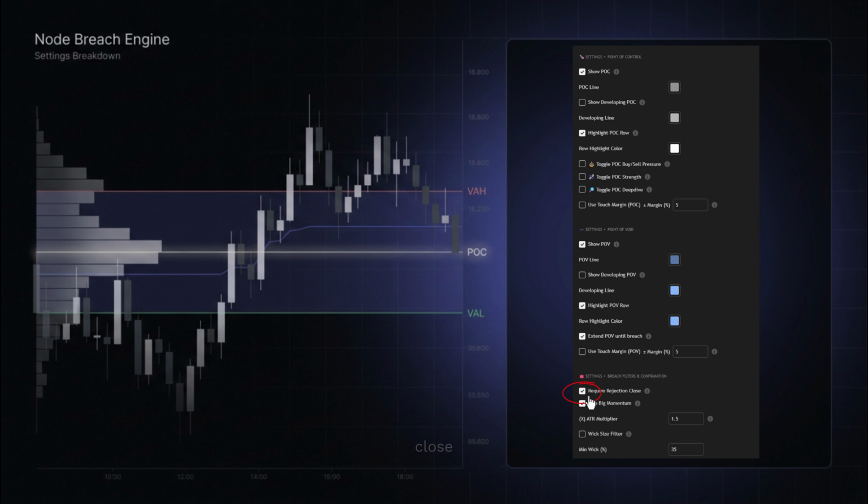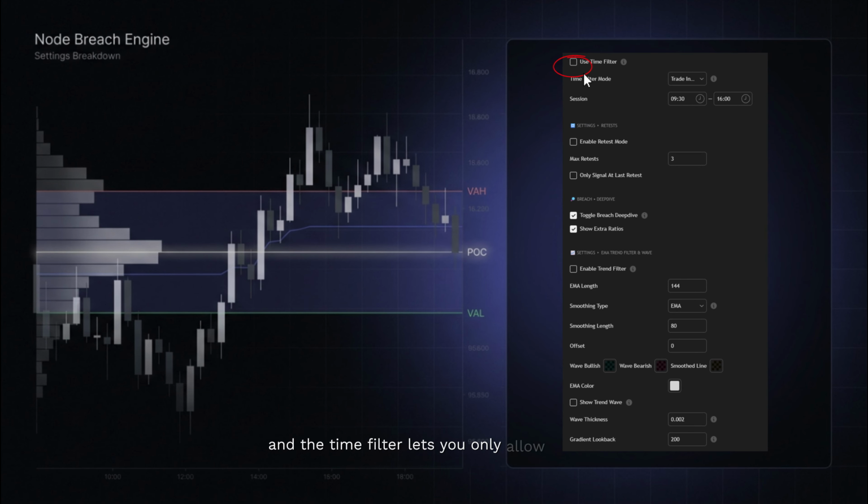Require rejection close means the candle has to close back in the correct direction. Skip big momentum filters out candles that are too large compared to ATR. This helps avoid chasing candles after the move already happened. The wick size filter requires a meaningful wick on the rejection side, and the time filter lets you only allow signals during certain trading hours or skip certain hours.